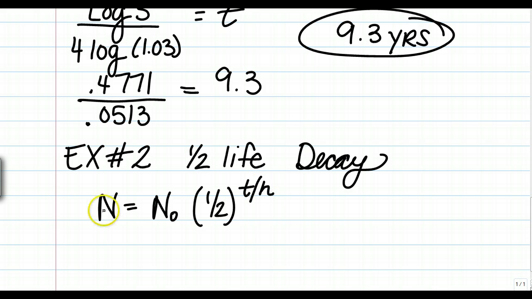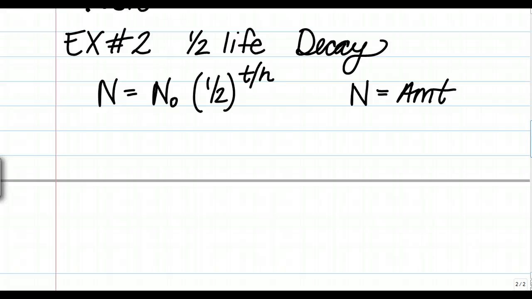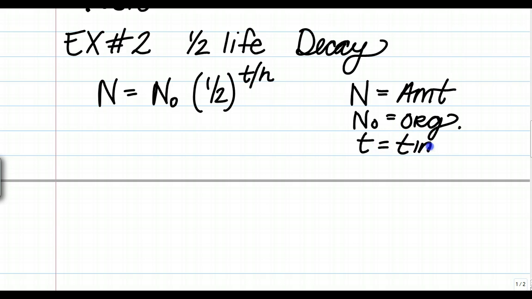Now, in this particular problem, N is going to represent the amount, and usually it's talking about bacteria or something, and you're trying to get rid of it. So it's talking about how long it takes to reduce the number of bacteria that's in the jar. That also works with growth. How long does it take for it to multiply? So N is going to be the amount. N naught is the original. How much did you start with? T is going to equal time, and H equals the half-life.